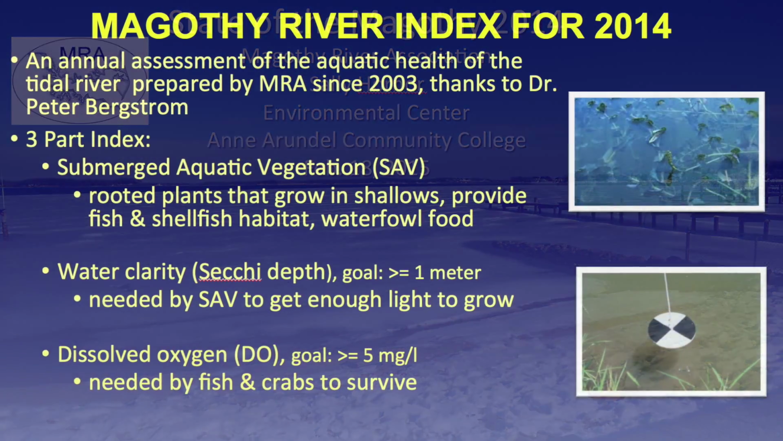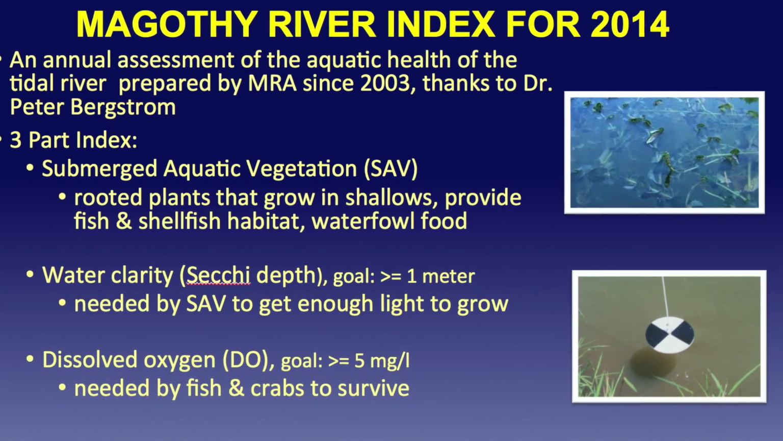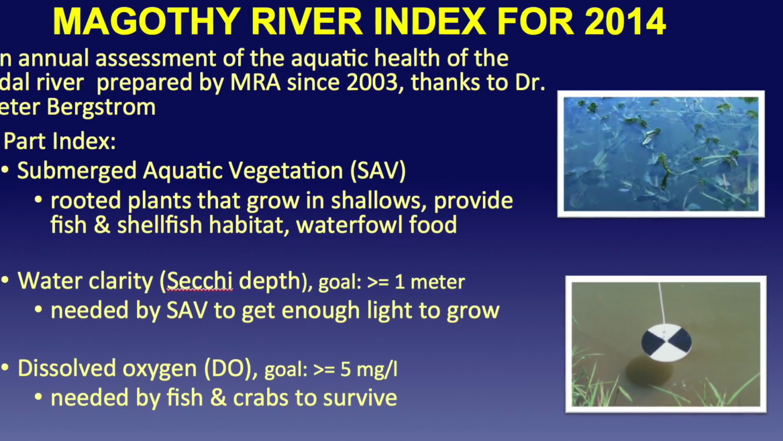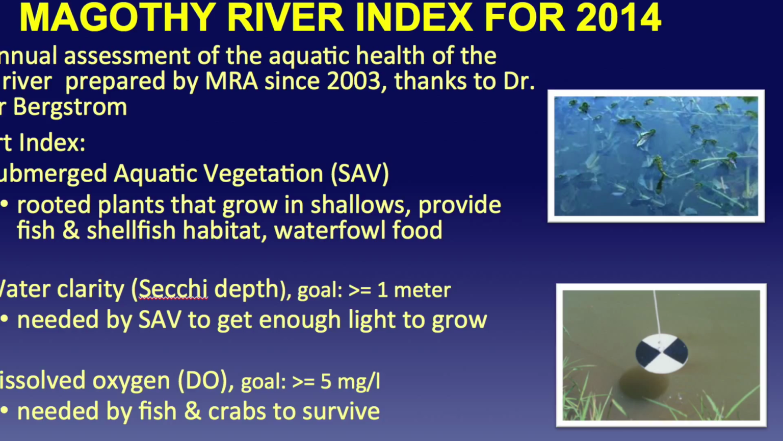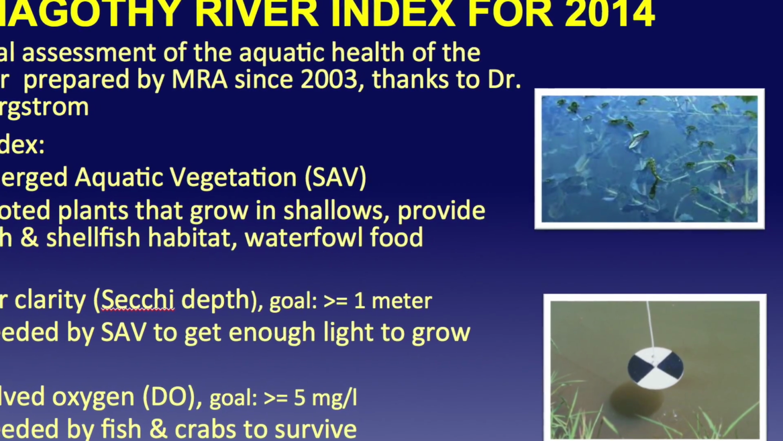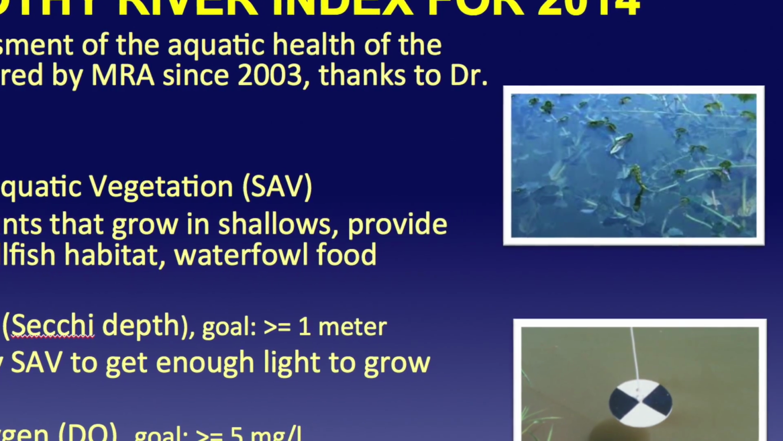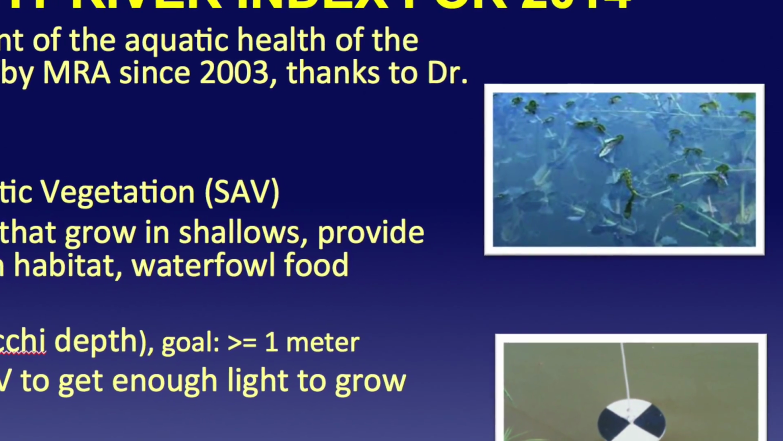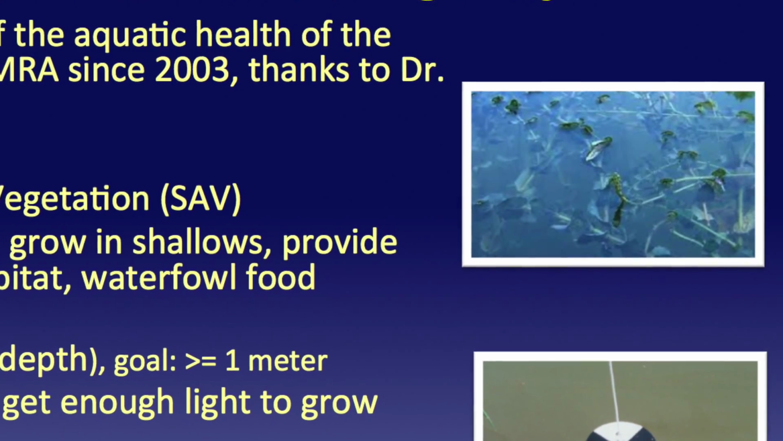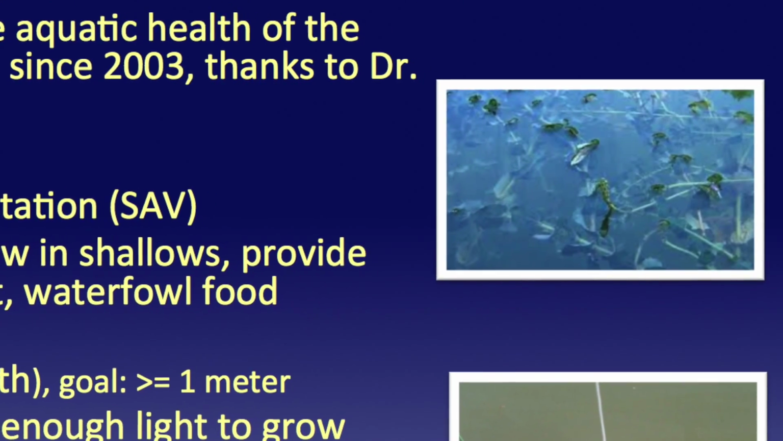So, the Magothy River Index is made up of 3 parts. It's an opportunity for us to crunch the data that's been collected by our volunteers and some here from the community college over the year. And the 3 parts consist of the coverage of the SAV, the submerged aquatic vegetation.